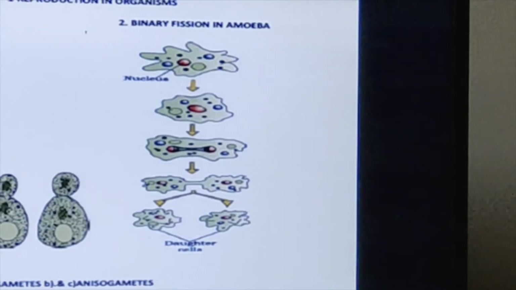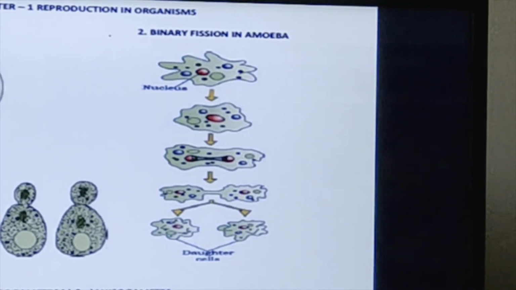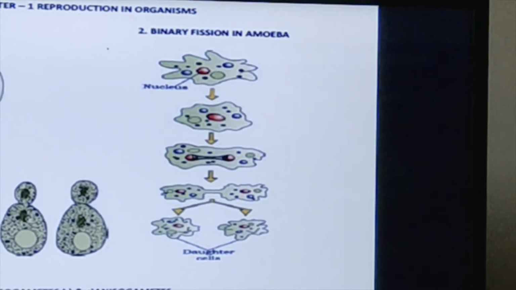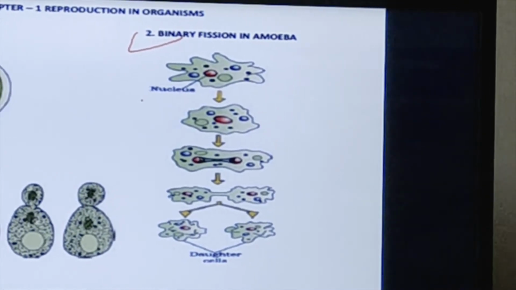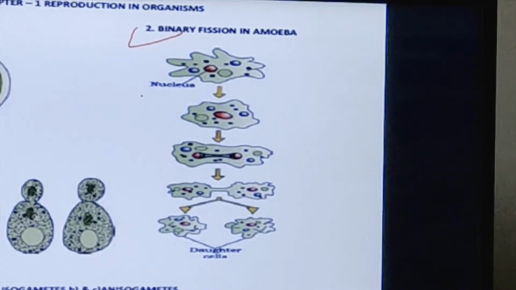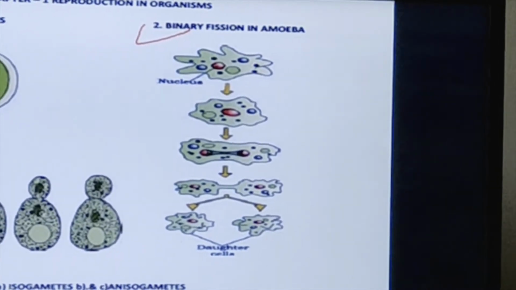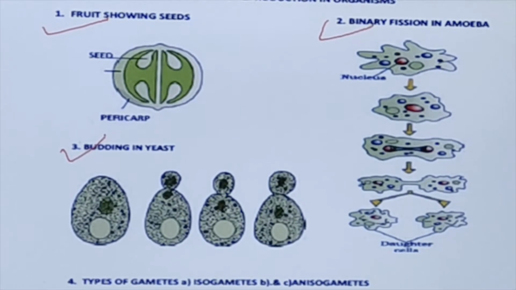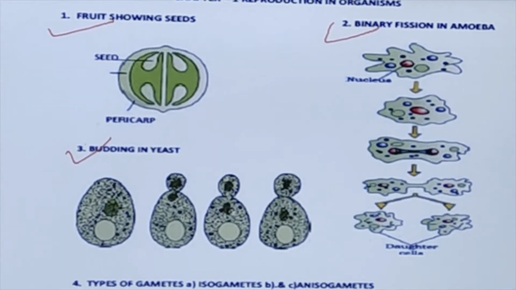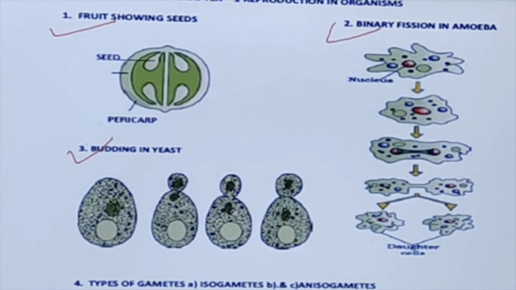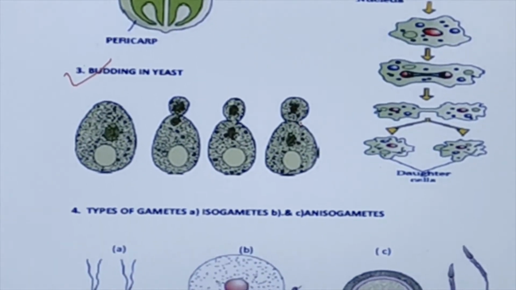Now, second is binary fission in amoeba. This is one of the asexual reproduction methods in amoeba. So this diagram can be asked, showing the different stages, how the pseudopodia and the nucleus divide and how it converts into two new daughter amoeba. Next diagram can be asked for budding in yeast or in hydra, in which you can see the dividing of the cytoplasm and the nucleus, and then it is detached from the parent cell.